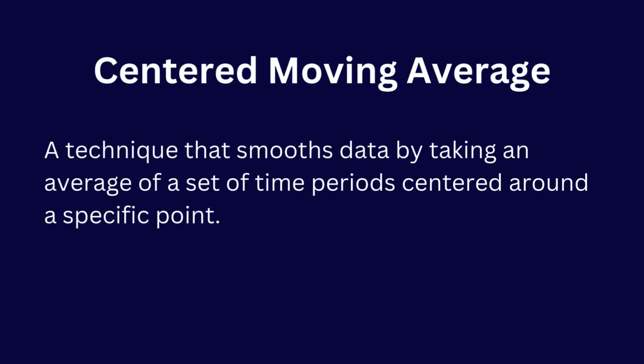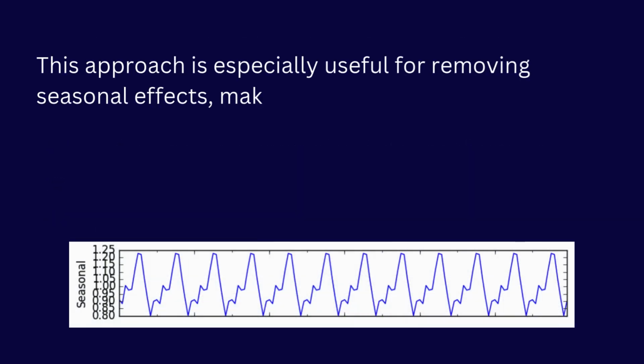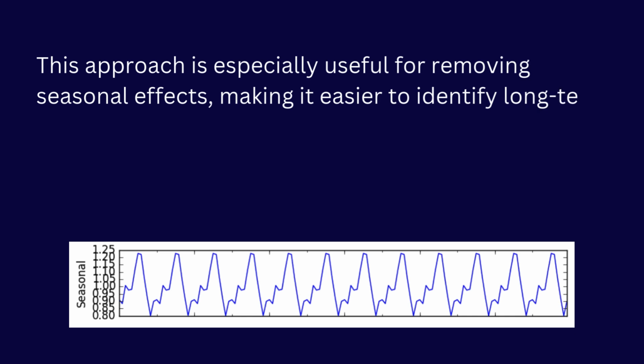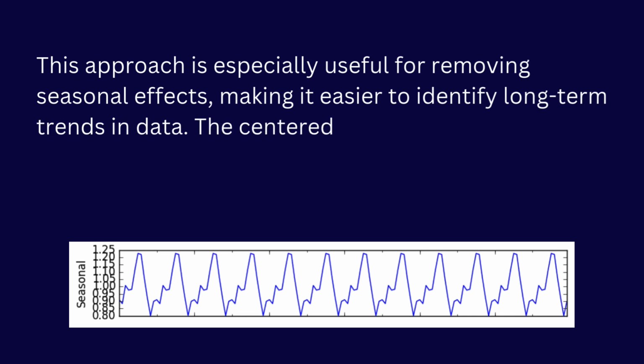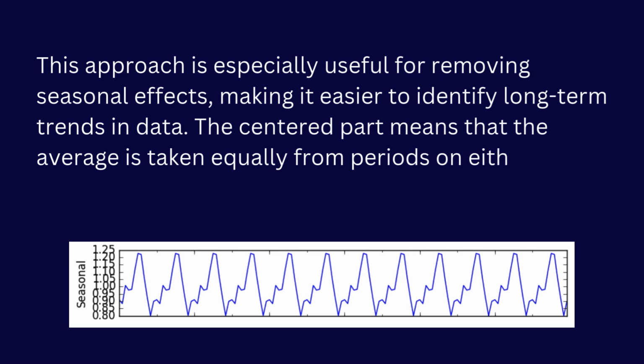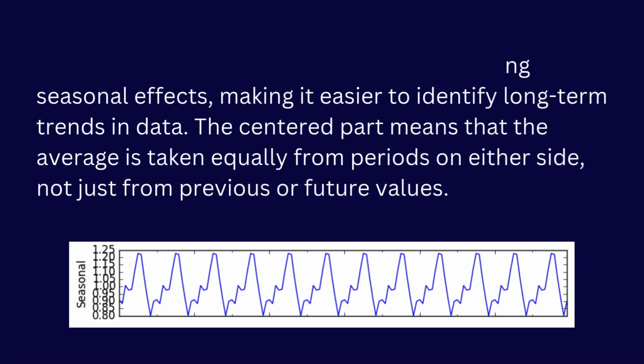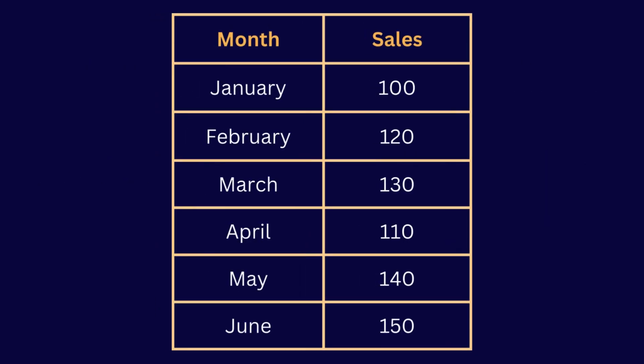Centered moving average is a technique that smooths data by taking an average of a set of time periods centered around a specific point. This approach is especially useful for removing seasonal effects, making it easier to identify long-term trends in data. The centered part means that the average is taken equally from periods on either side, not just from previous or future values. Let's look at an example to make this clearer.